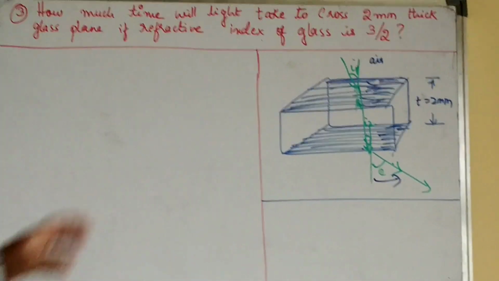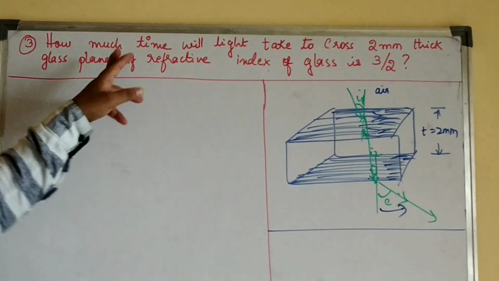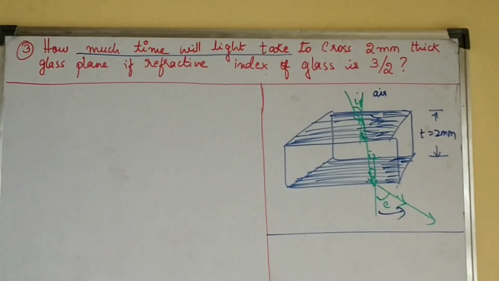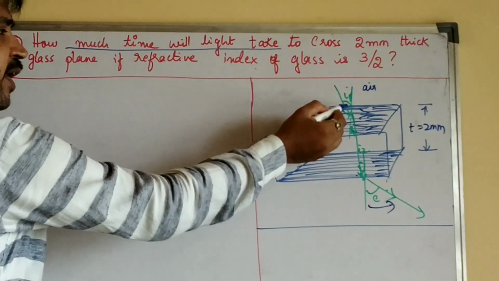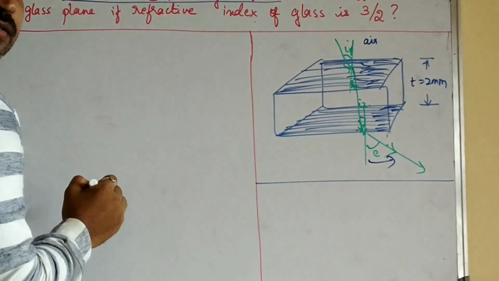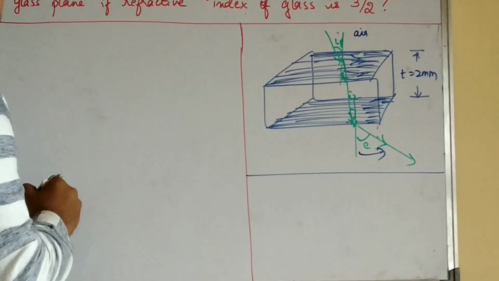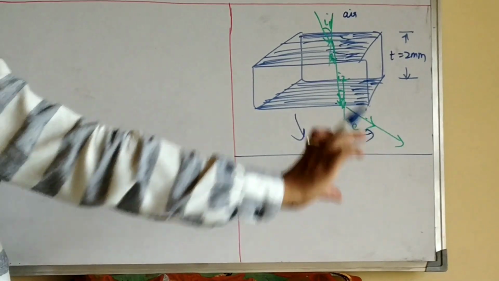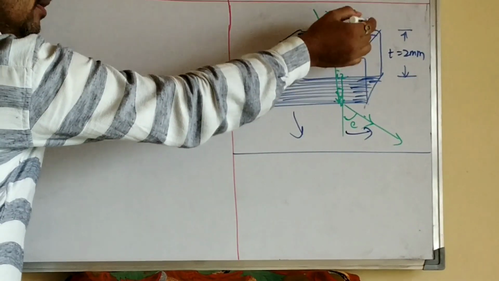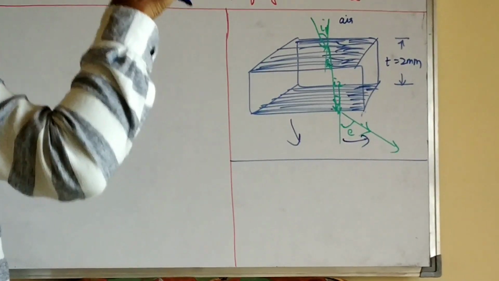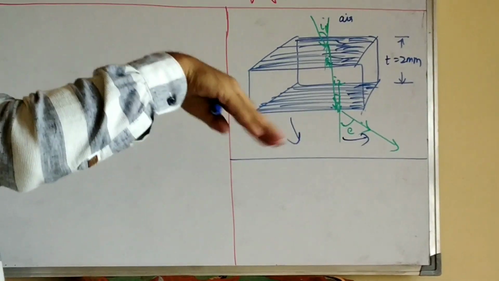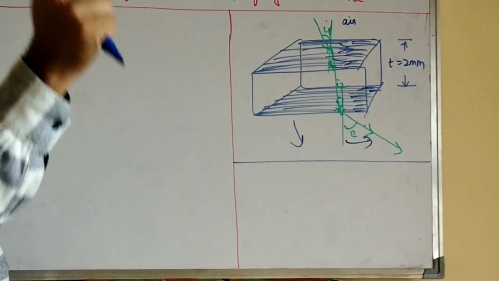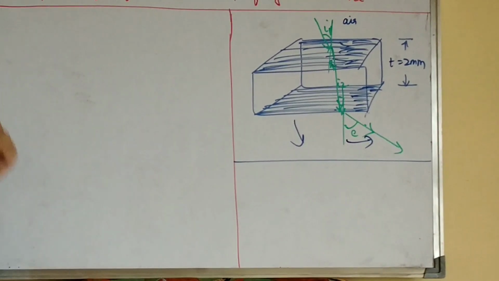Now, that glass is having 2 mm thickness. You have to find out how much time the light will take to cross the 2 mm thick glass plane. Means the light will enter at this top surface, undergo refraction, and exit out of this bottom surface. So to pass this 2 mm thickness, enter from the top surface and leave from the opposite surface, how much time will it take? So that is the question.